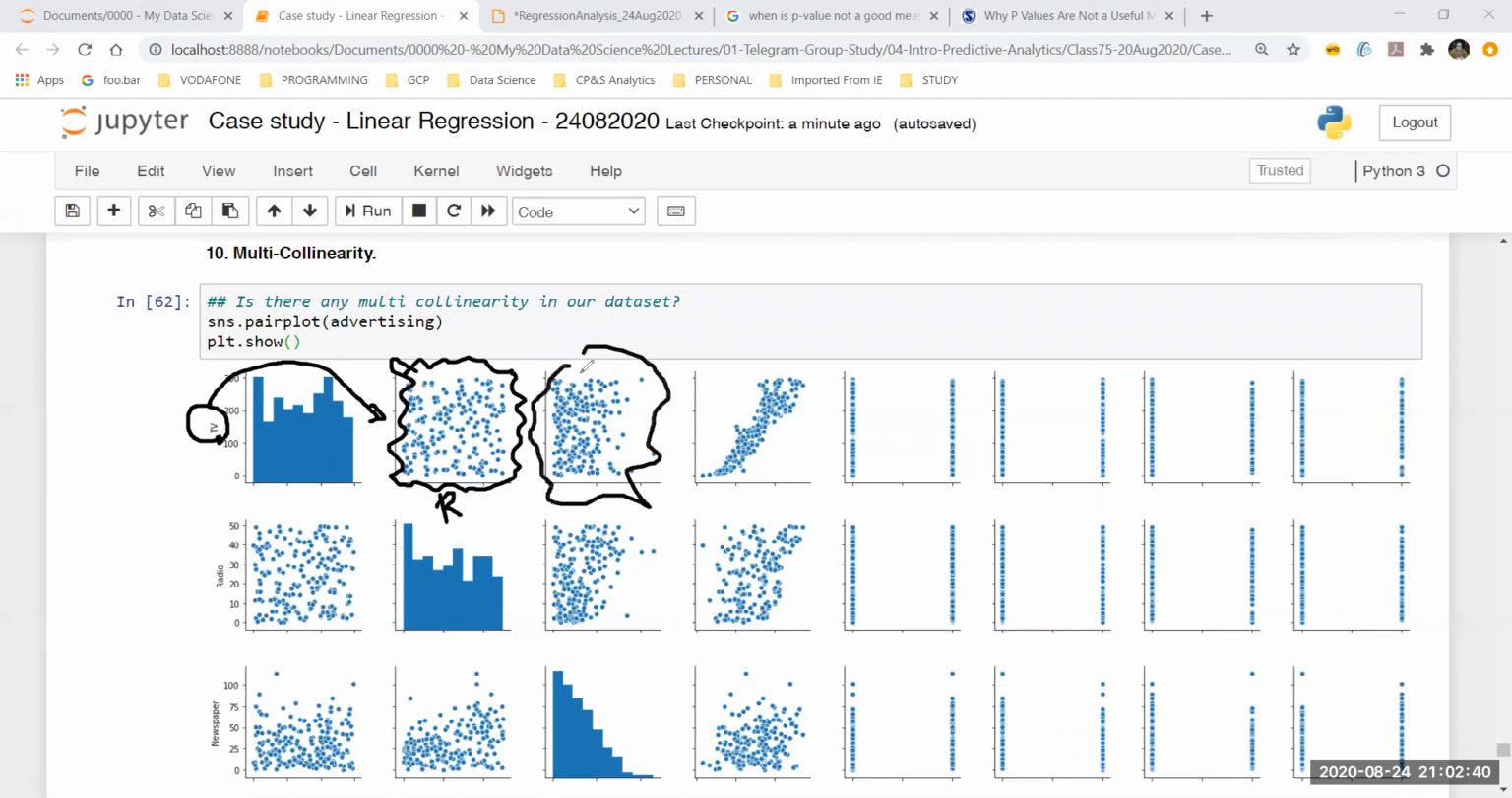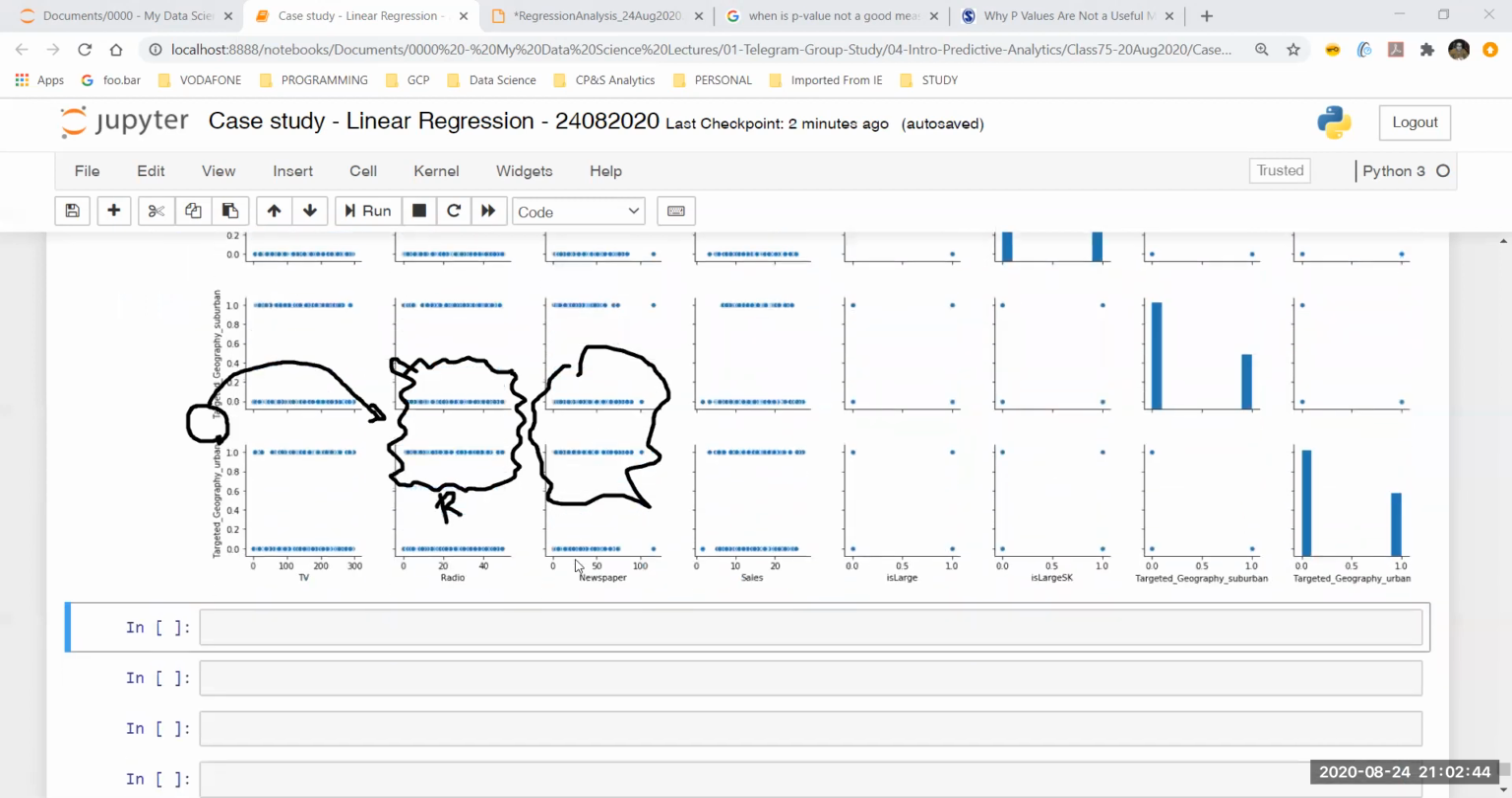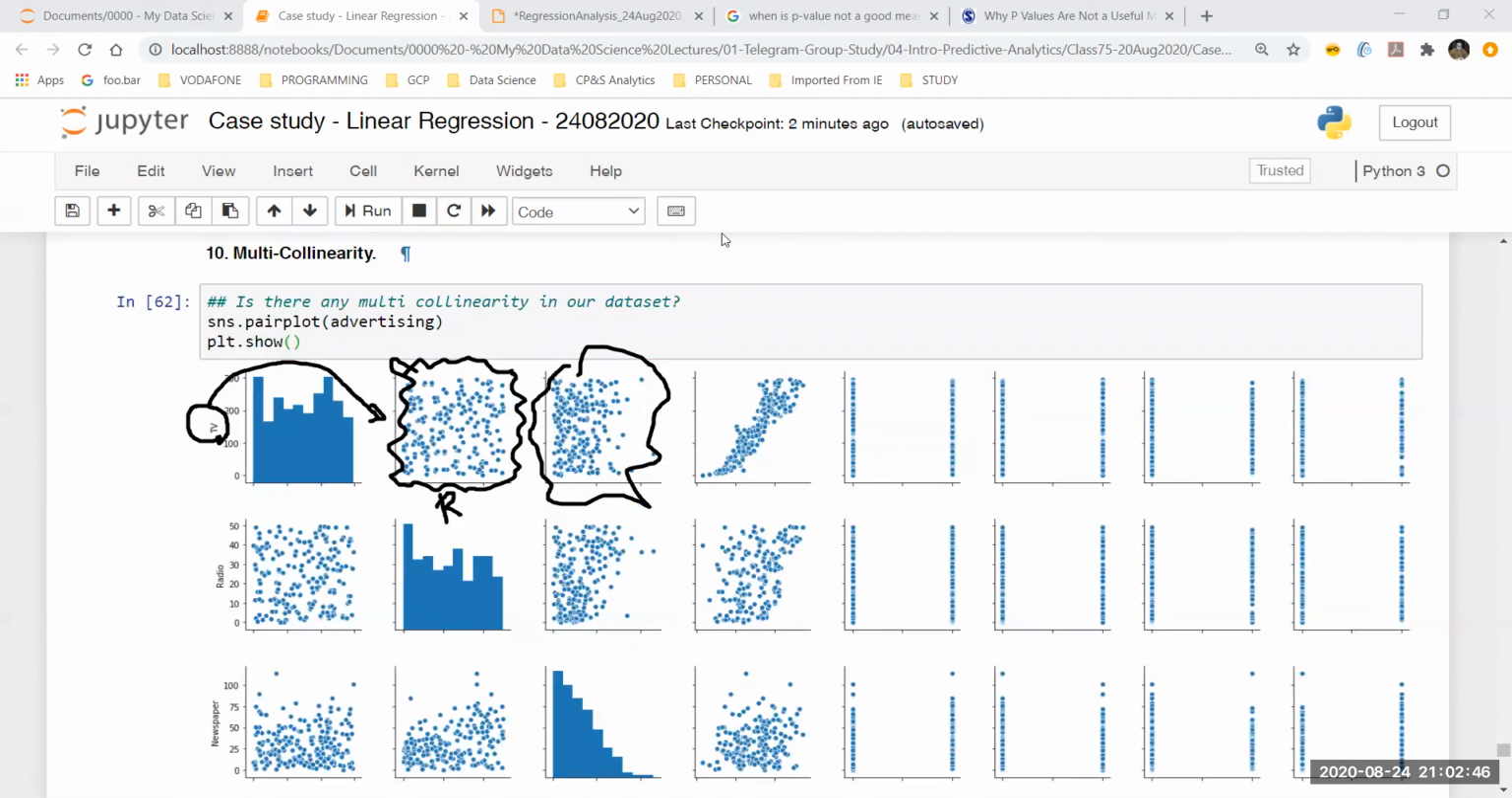This is like TV versus newspaper, I believe. Let me just confirm quickly what is going on over here. Yeah, I was right. This part is newspaper. Let me take my pen. This part is newspaper.